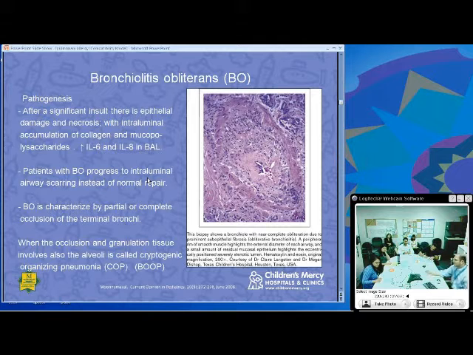So as we said, initially there is a significant insult to the respiratory system and specifically to the airways. Then this is going to release IL-6 and IL-8 in the BAL, creating a significant inflammatory response. And then there is a significant thickening and scarring of the airway.